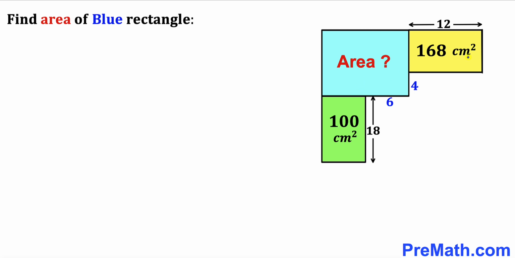In this video, we have got a bunch of rectangles put together, as you can see in this diagram, such that the area of this yellow rectangle is 168 centimeters square, whereas the area for this green rectangle is 100 centimeters square. Moreover, this side length for this green rectangle is 18 centimeter. The side length of this yellow rectangle is 12 centimeter. And furthermore, these side lengths are 4 and 6 centimeter respectively. And now we are going to calculate the area of this blue shaded rectangle.